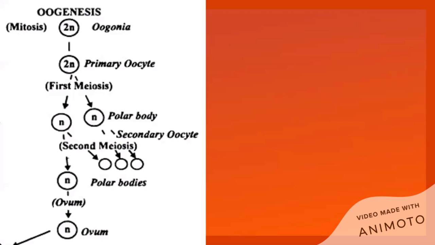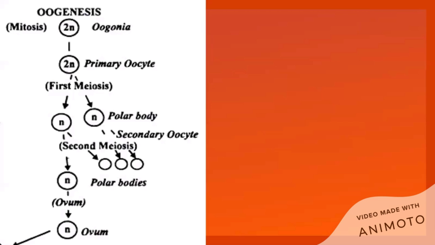The primary oocyte is also a diploid cell, and it will undergo meiosis 1, which is the first meiotic division. So therefore, the primary oocyte will be going through prophase 1, metaphase 1, anaphase 1, telophase 1. And at the end of the first meiotic division, we end up with two haploid cells. One will be a polar body, and one will be a secondary oocyte.